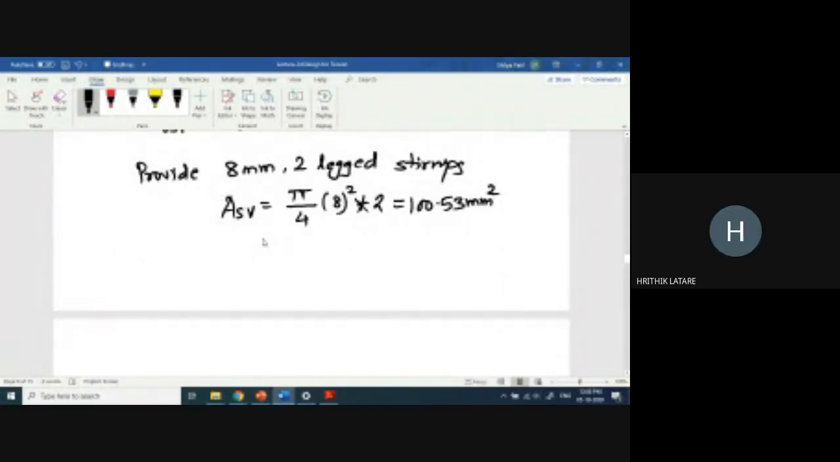How do we assume the diameter of the bar and the numbers? Normally it is 6 or 8 or 10. Practically, the value used is 8 mm. So we can provide either 6 or 8 or 10 mm, any value among these three. Okay, now the next step, we have to find out the spacing. So I will write down the formula for spacing between stirrups.